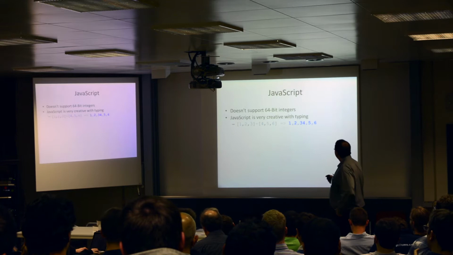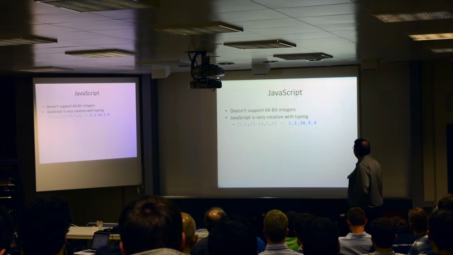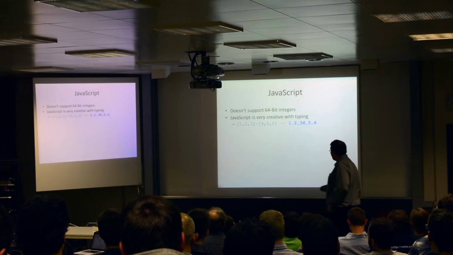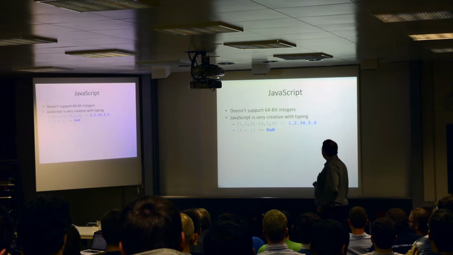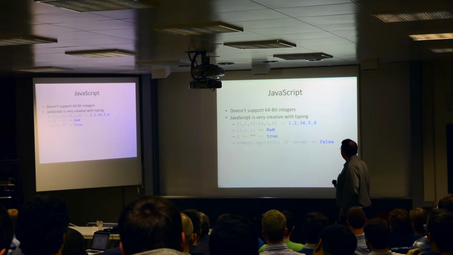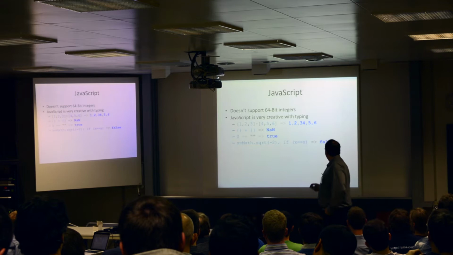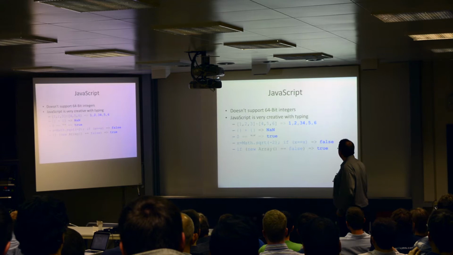JavaScript is very good at typing. It's always nice. One, two, three, plus 4, 5, 6 gives 123456. You wouldn't expect this. And this one, a negative number, gives also not a number, but then you compare x equal x and this fails. And then also the empty string is equal to something and it says true. So, yeah.